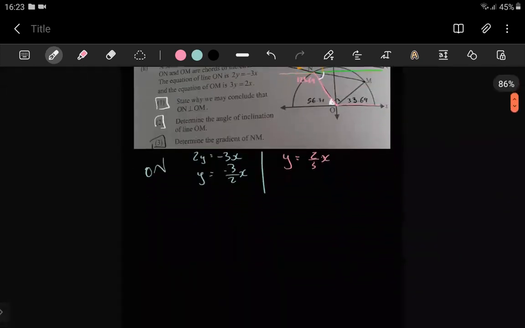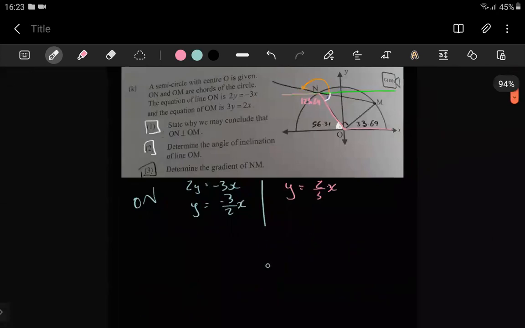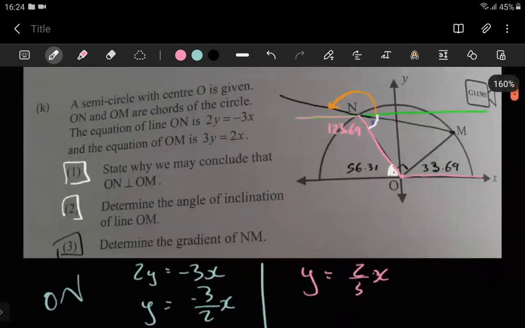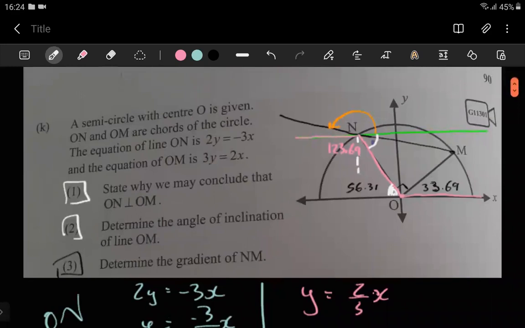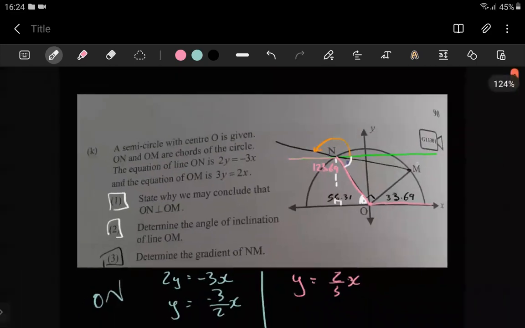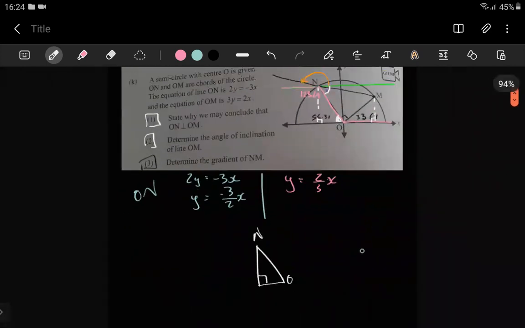Let's try some funky stuff. So we have ON, and we have this right angle triangle here, and then we also have this right angle triangle here. These two right angle triangles only have one thing in common, which is the radius, OM and ON. That's the only thing that's equal. So let's see what happens if we label this R and label this R.